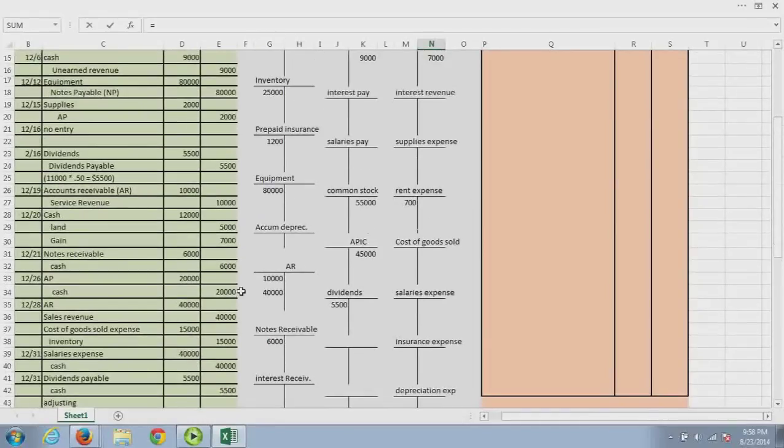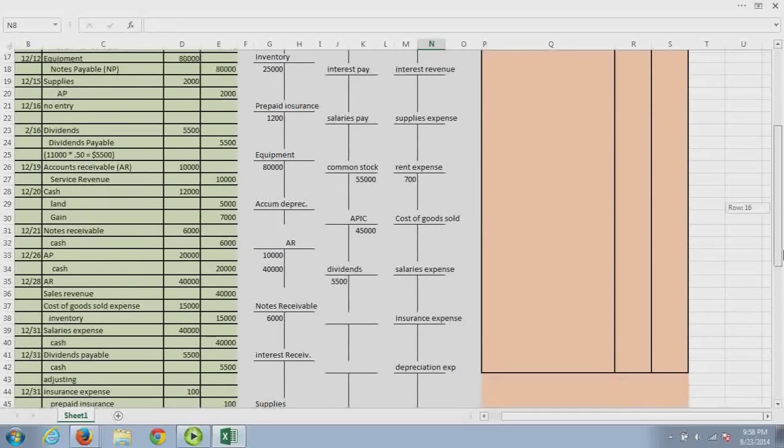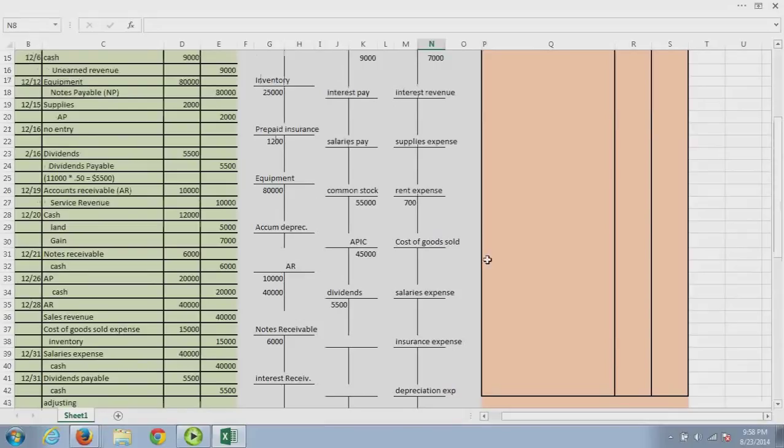So we have 40,000. And then because we use perpetual inventory, when we sell the goods, we also have to update the fact that we no longer have the inventory. So I need cost of goods sold, which is an expense for the asset used up, 15,000, and then the inventory account itself needs to go down for the cost of what has been sold.